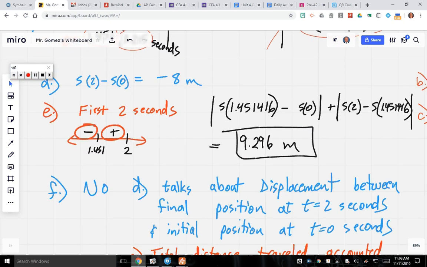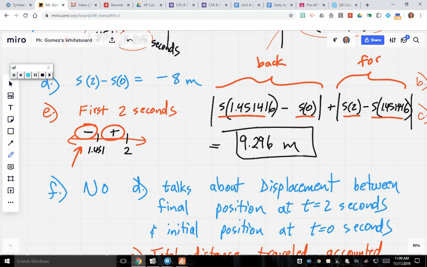All right, so let's finish up this part E. It says in the first 2 seconds. The first 2 seconds I have a negative and a positive. So notice my displacement's broken up when I'm traveling backwards, which is all right here, and then when I'm traveling forward, which is right here. It's the final position minus the initial, absolute value, plus the final position of this minus the initial position of that. Each direction has its own final and initial positions. And when I absolute value and add them together, you should have gotten 9.296 meters. Okay?